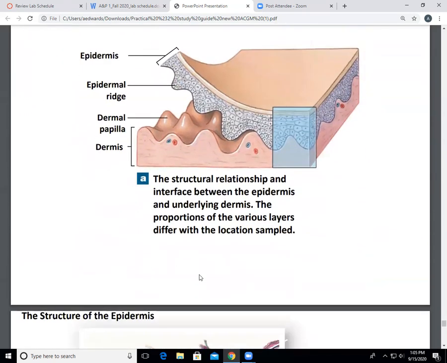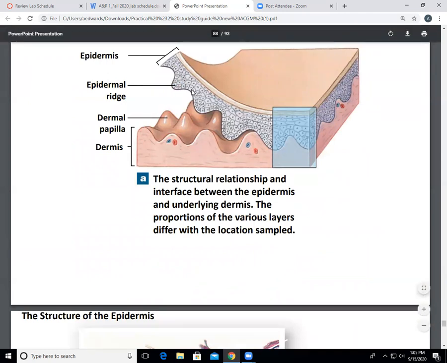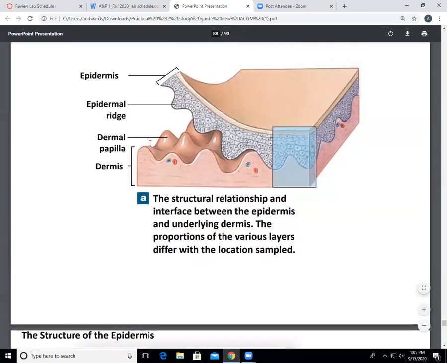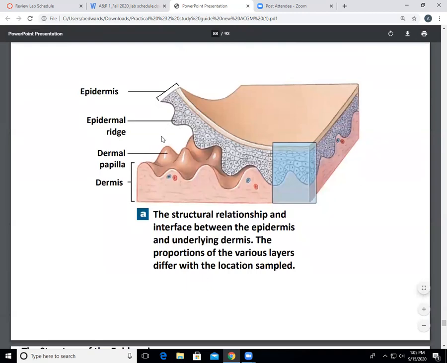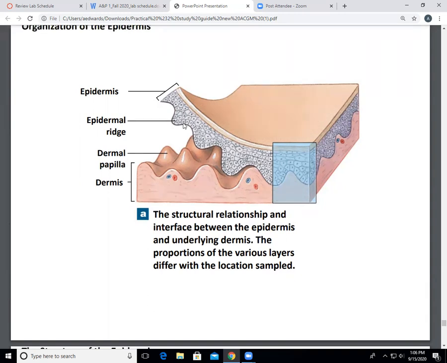Here's another view of those epidermal ridges on the edge, on sort of the inner surface or deep surface of the epidermis. And the more indentations here are the dermal papillae of the dermis. Okay. But yes, you would be expected to be able to identify epidermal ridges or dermal papillae on a picture or a slide or a model. Remember, epidermis has epidermal ridges, dermal papillae is in the dermis.